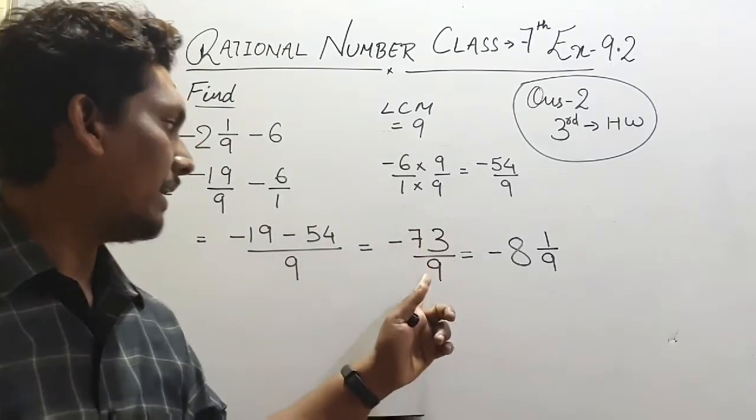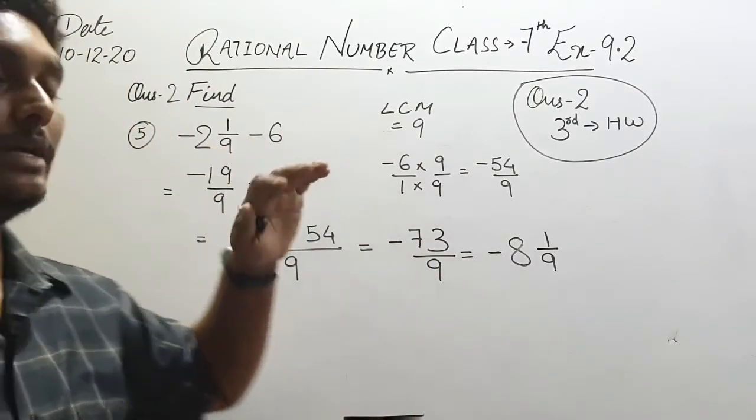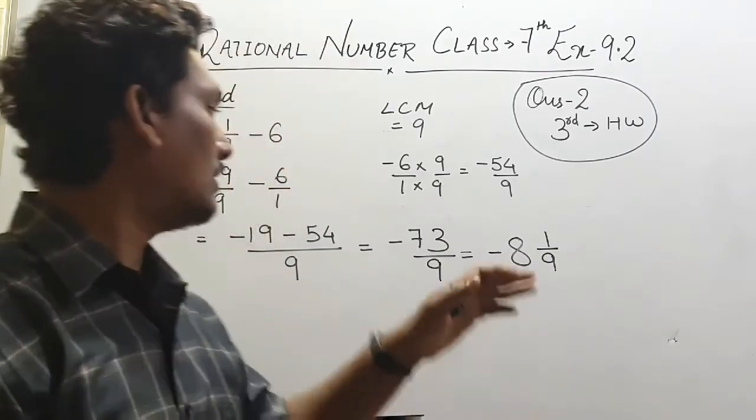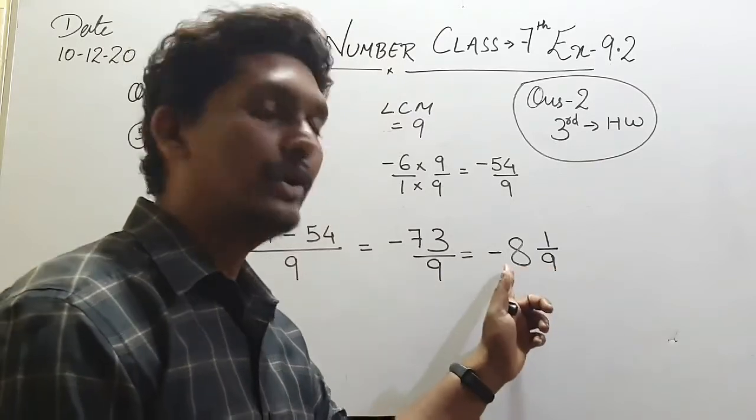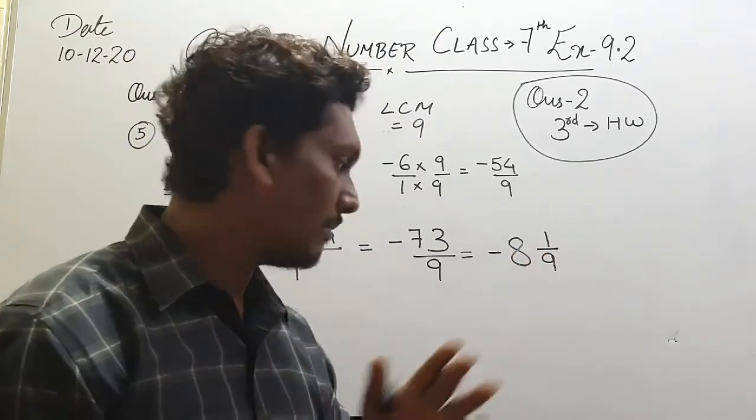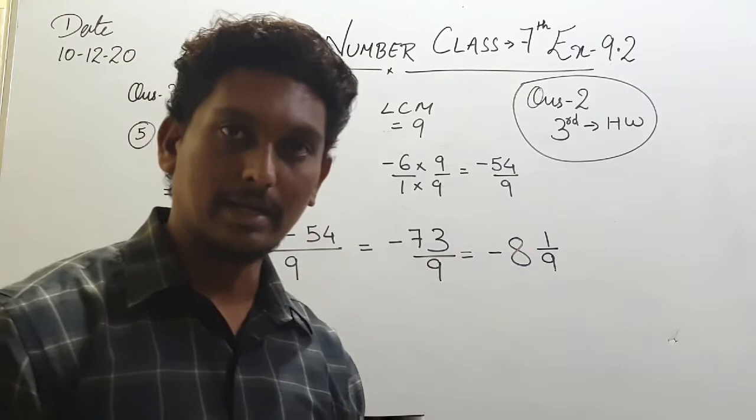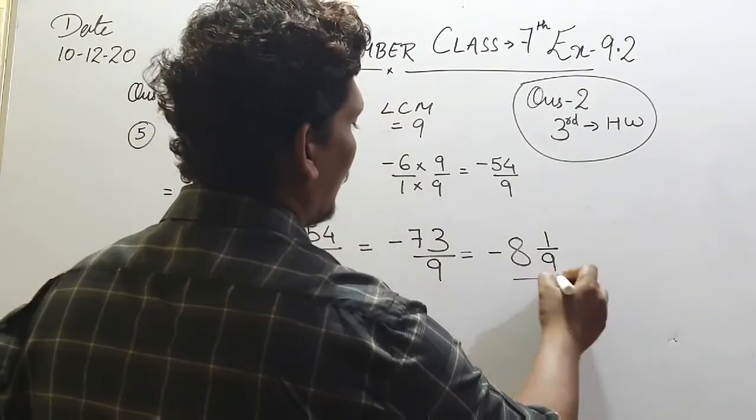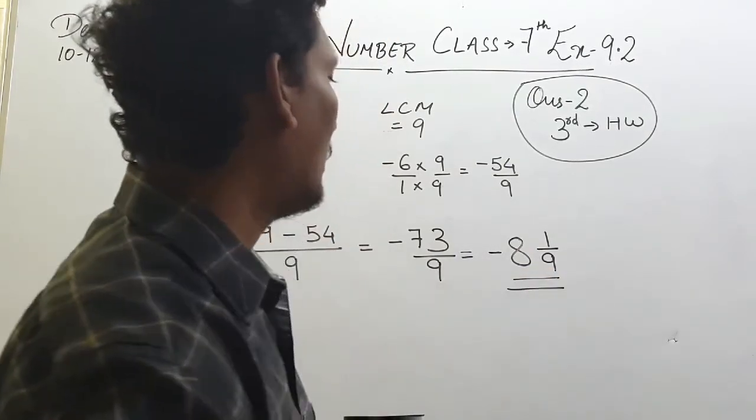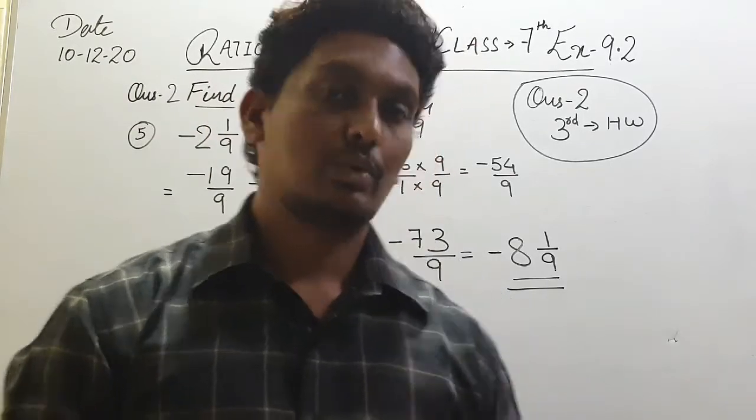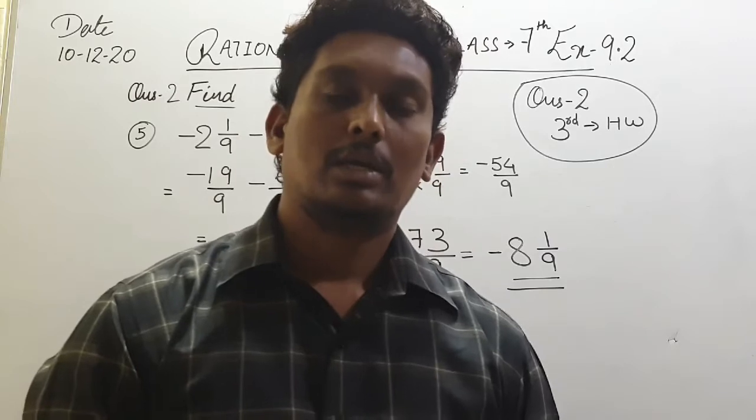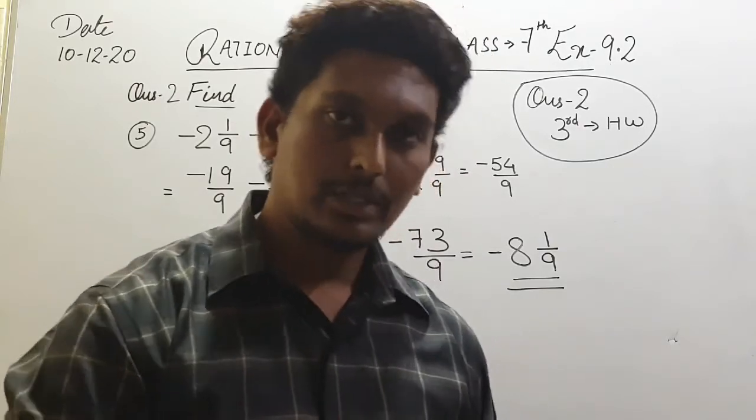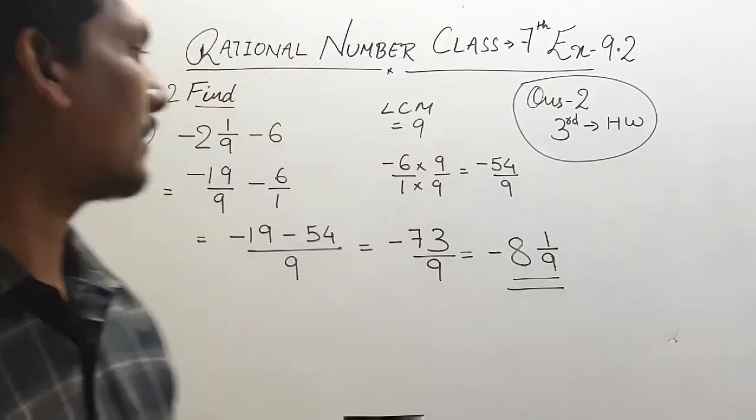We got 73 by 9. As the question is in the mixed number, we want the final answer also in the mixed number. So 9 8s are 72, 72 plus 1, that is 73 by 9. We got the final answer. Hope it is clear to you. It is very simple. So question number 3 is homework for you, right? Please do the homework. Just go through it. Okay.